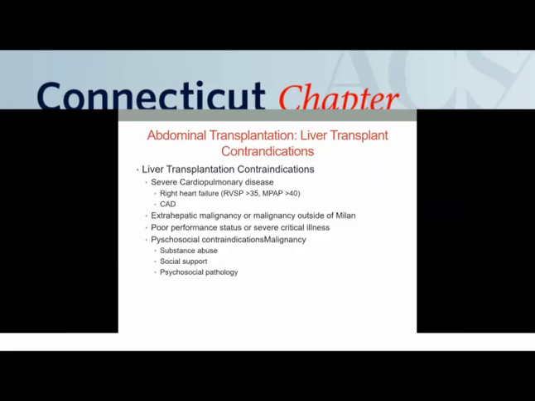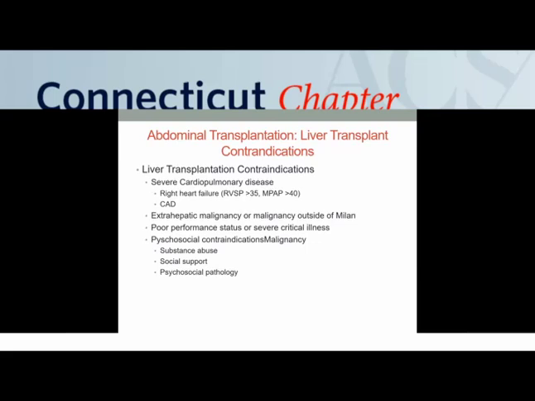The contraindications you'll notice for almost all the diseases are pretty much the same. So for liver transplantation, it's severe cardiopulmonary disease, particularly right heart failure in liver patients. So why is that? Well, when you put in a new liver, they get a sudden rush of blood flow through the liver from the portal mesenteric circulation. If they have right heart problems, they don't do very well. Their right heart doesn't work. So patients who have right heart failure with a RVSP of 35 millimeters of mercury or greater, or a mean pulmonary artery pressure of 40 or greater, are really not considered candidates until that's corrected.